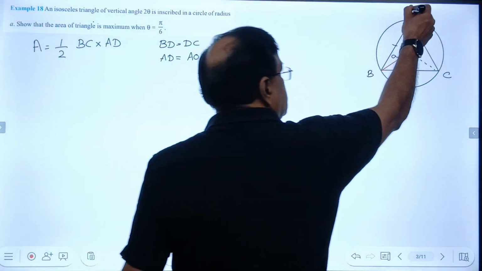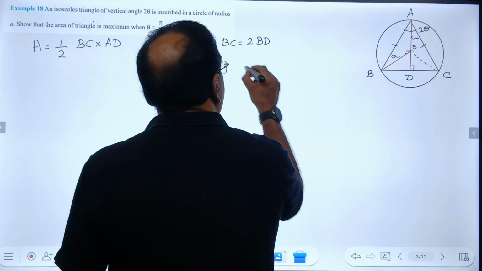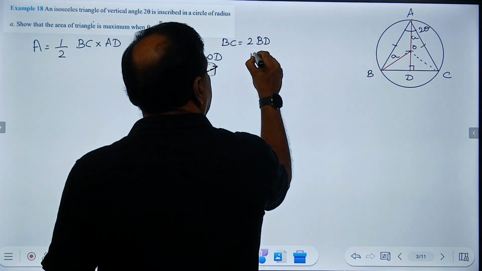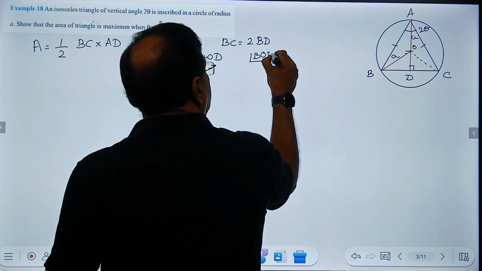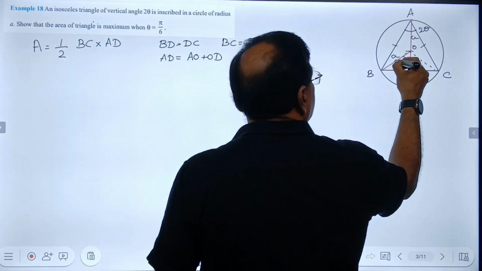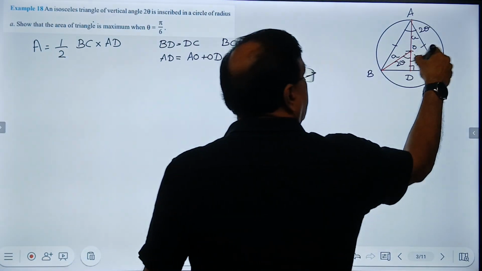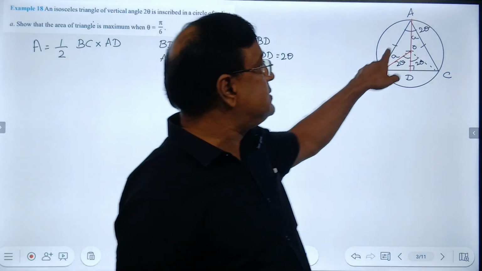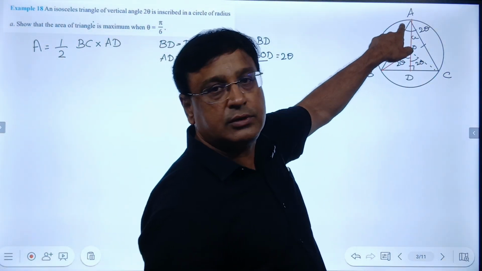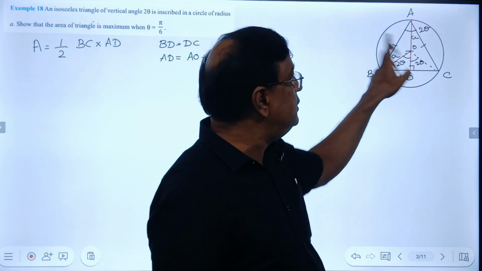Since this is a bisector, it will also be an angle bisector. So angle BOD will be 2 theta. The other side also will be 2 theta. So total angle is 4 theta. So the angle at the center is double the angle for this. Since this is 2 theta, this has to be 4 theta. So each angle is 2 theta.